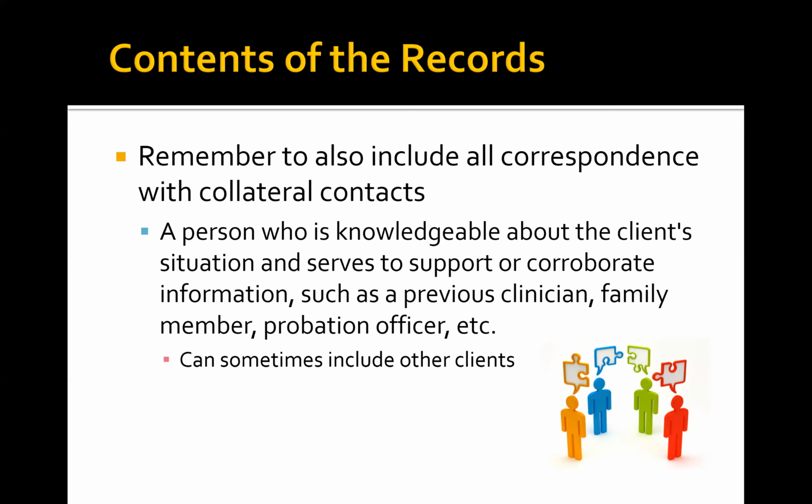And then you want to remember to include all correspondence with collateral contacts. A collateral contact is someone who's knowledgeable about the client's situation and serves to support or corroborate information. So this could be a previous clinician, like reaching out, getting a release of information and having a phone conversation with the client's previous clinician or case manager, a family member, a probation officer, even sometimes other clients.